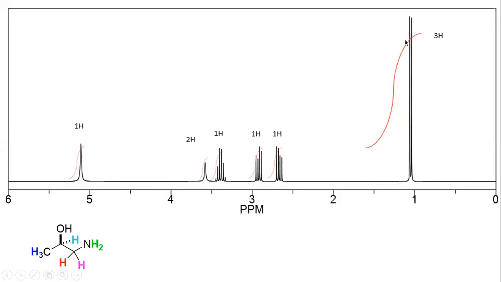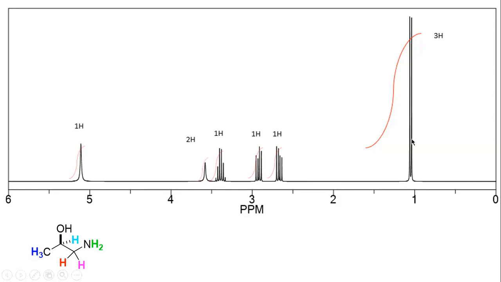So here we have a signal at 1 that's integrating for 3 hydrogens. Which set of hydrogens does that match? CH3. The CH3 right here. And if you look at the chemical shift, right, it's at 1, which is representative of a simple alkyl proton. Are you following that? Right, so the location tells me that it's the CH3, but then the integration says it's the CH3.